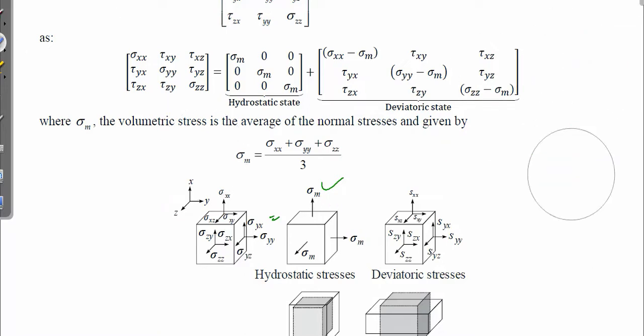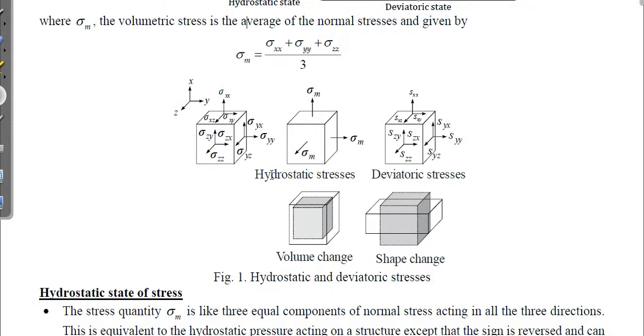Now we will see what these two states do to the material. Hydrostatic stresses try to change the volume. You can imagine these sigma m values as pressure exerted on the surface from all three directions, so it will try to change the volume depending upon the tensile or compressive load. And the deviatoric stress, as it is a condition of pure shear, won't change the volume of the material, it will change only the shape of the material. So these are the two properties and effects of these stresses.